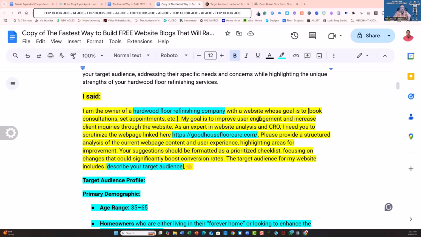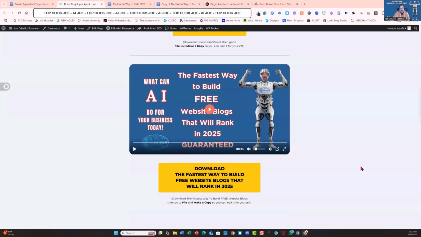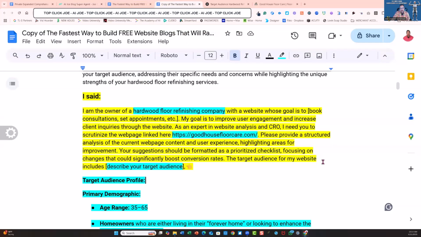By the way, these prompts, the way you get this right here, I don't know if I said it in the beginning, I showed you this. All you do is download it, make a copy for yourself. Now you have something to work with. I just want to make sure that we're all on the same page.